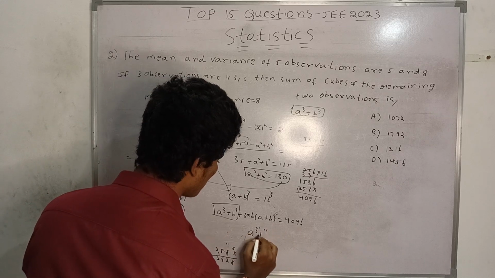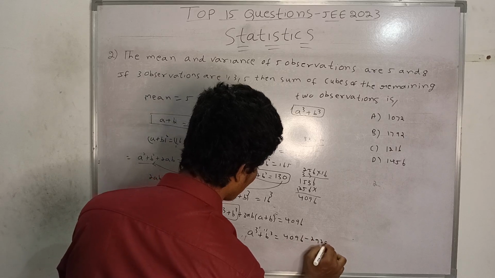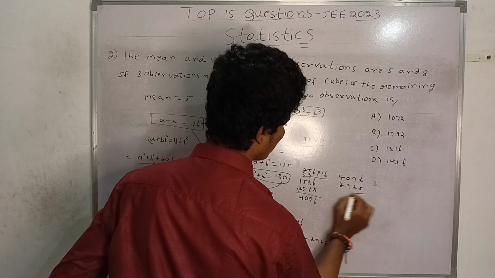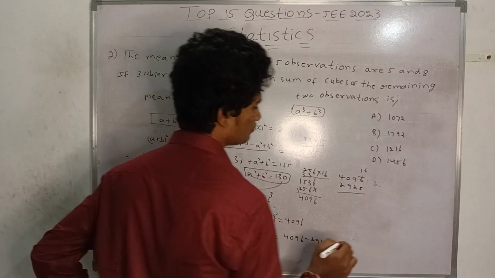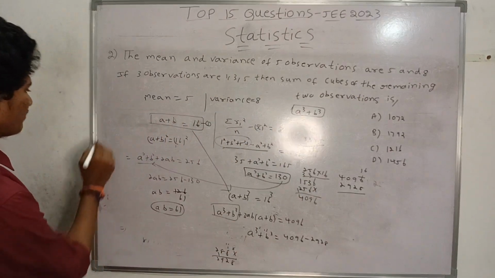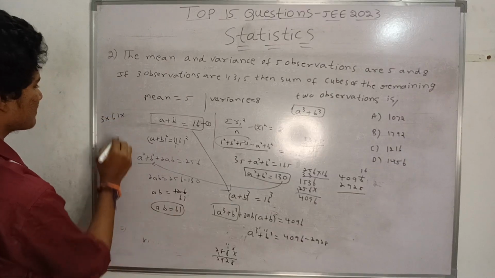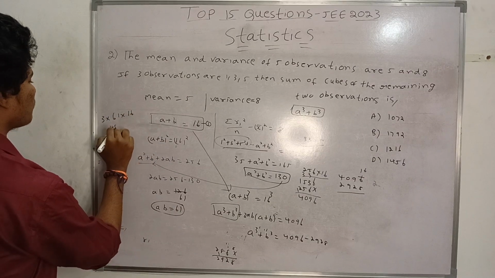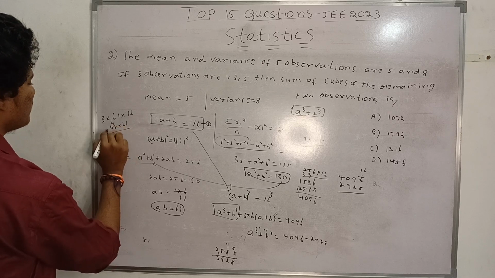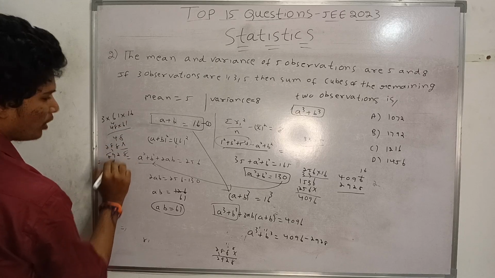I got a cube plus b cube equal to 4096 minus 2928. So what is the answer? Here it is 16. Is this correct? 3ab into a plus b. One second. 3 into a into b is 61, into a plus b is 16. 16 3s are 48. 48 into 61, that is 2928 only, na?